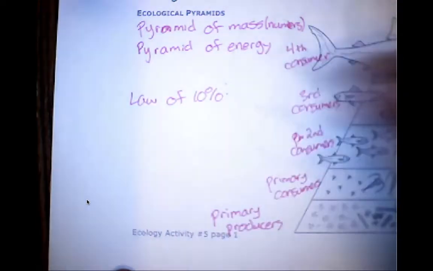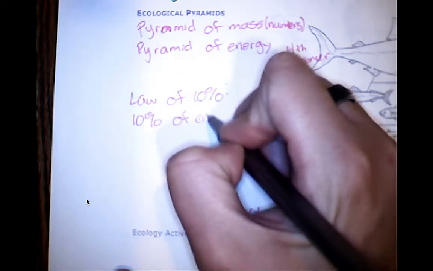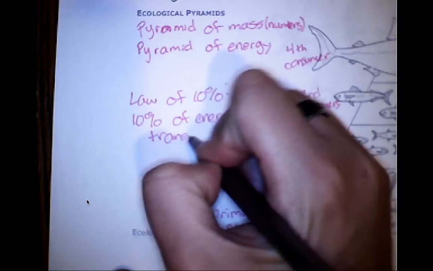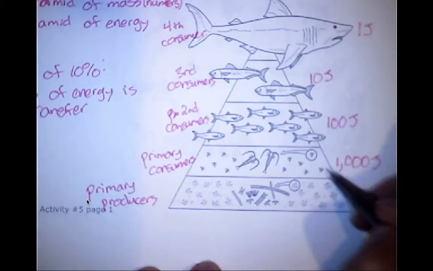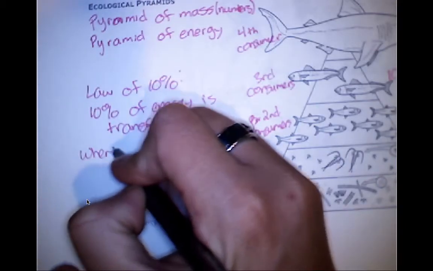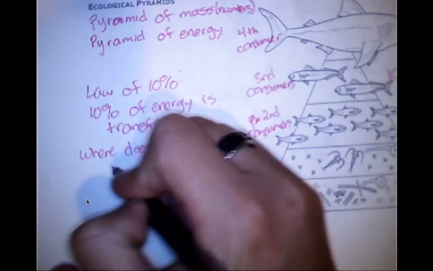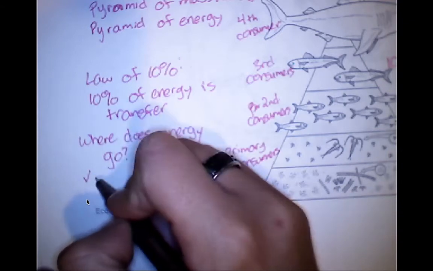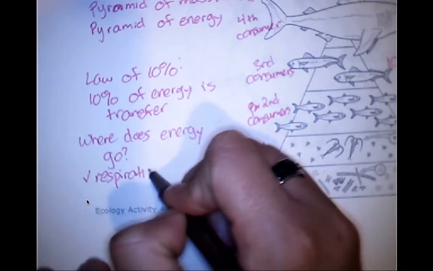So 10% of energy is transferred. And now the question is, why? Where does that energy go? Where does the energy go from here to here? Why are we losing energy? Okay? And the answer is it goes to two places. The primary one is respiration, and we'll talk about that in just a little bit more.